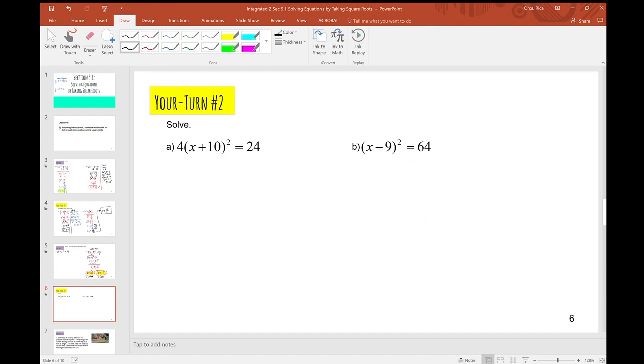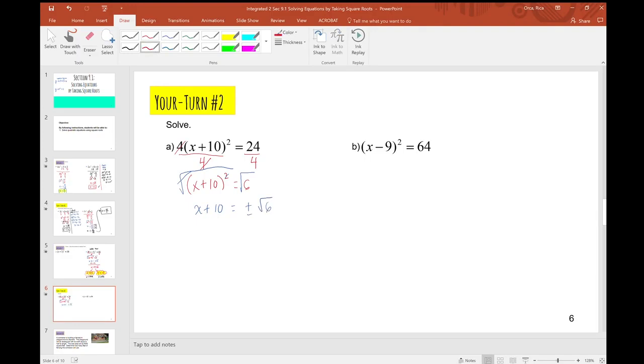Let's do the U-try, problem A. We have 4 times x plus 10 squared equals 24. So step number 1, get rid of the scale factor, get rid of a, by dividing 4 to both sides. So now we have x plus 10 squared is equal to 24 divided by 4 is 6. Step number 2, get rid of the radical, square root both sides, and that's going to give us x plus 10 is equal to plus or minus the square root of 6.